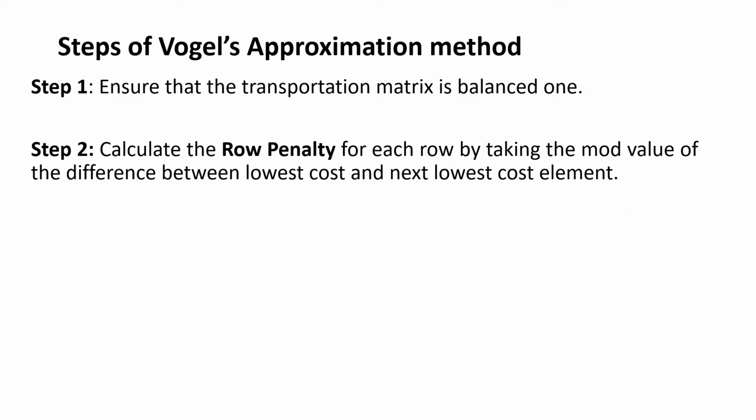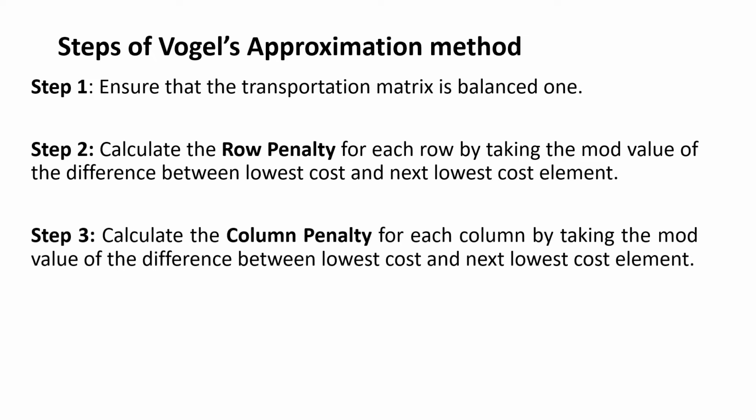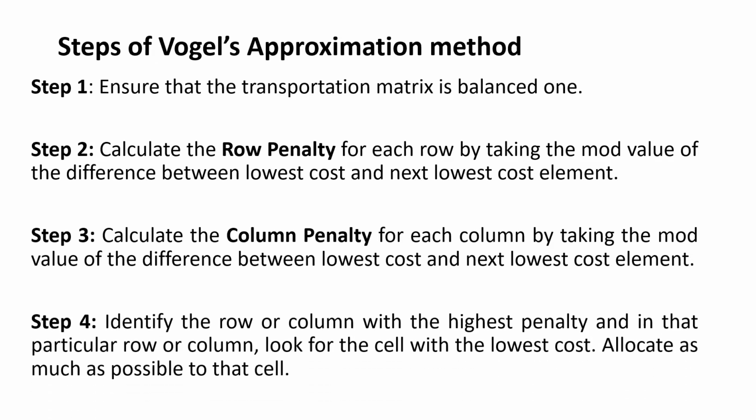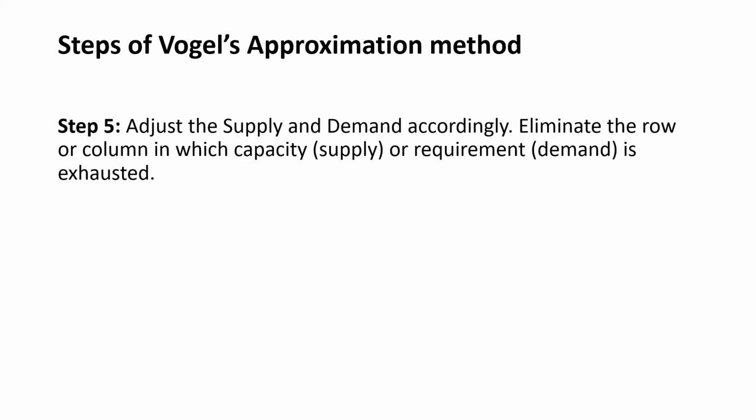Similarly, we have to calculate the column penalty. Column penalty means taking the difference between the lowest cost and the next lowest cost element in a particular column, ignoring the sign. Identify the row or column with the highest penalty, and in that particular row or column, look for the cell with the lowest cost. Allocate as much as possible to that cell and adjust the supply and demand accordingly. Then eliminate the row or column in which capacity or requirement is exhausted or becomes zero.